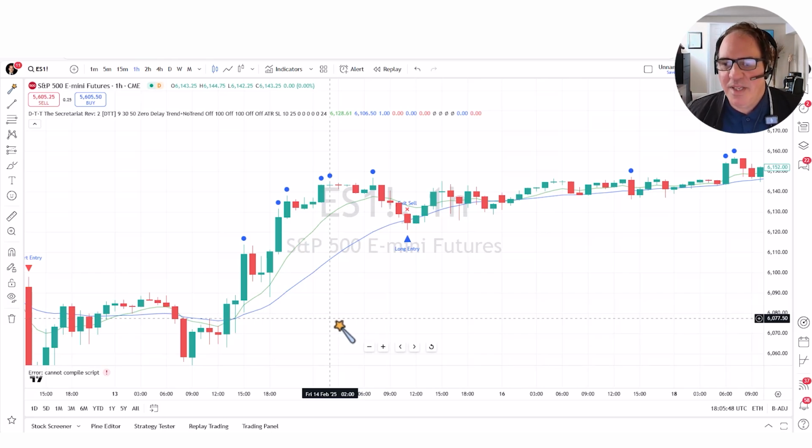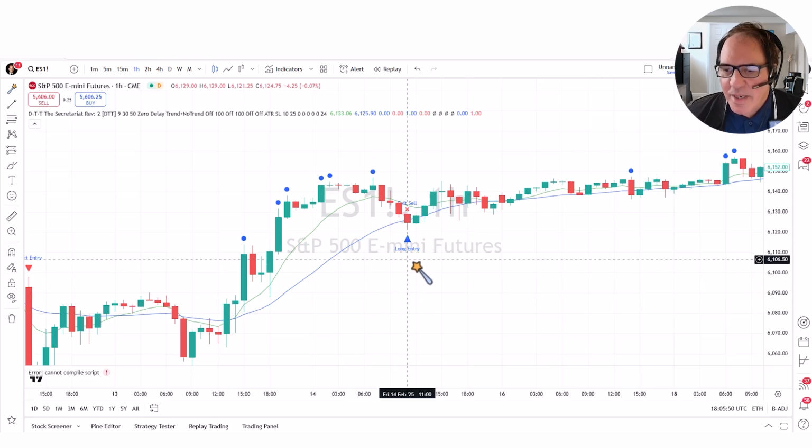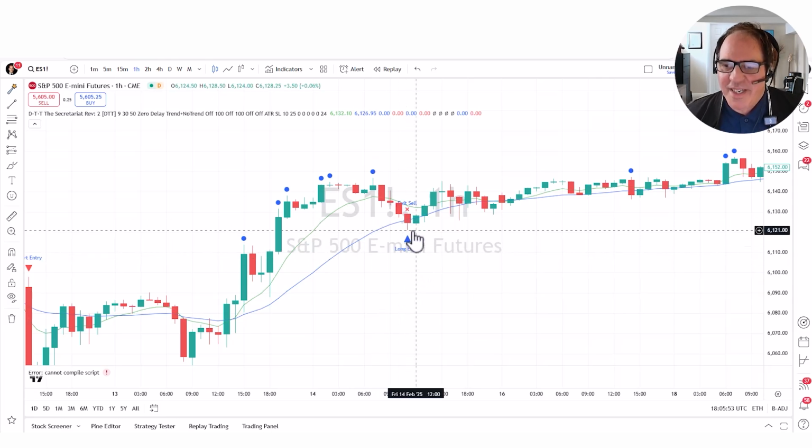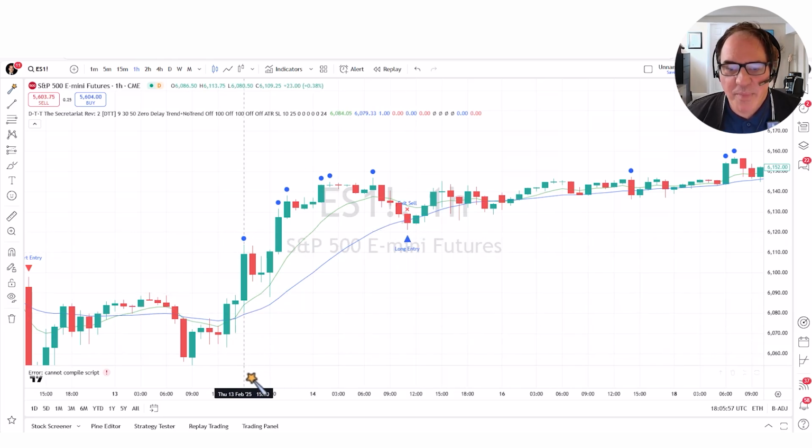All right, simple as that. So this is a big mistake I see a lot of traders doing. Just because it triggered doesn't mean it's an automatic trade. It has to meet your trading plan requirements. All right, but your stop would be there.